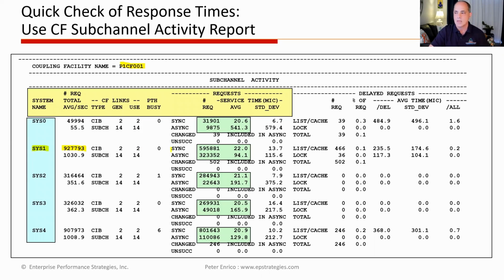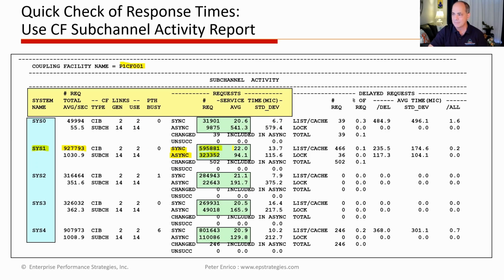In the context of this presentation, what we do get is, of those requests being made, how many are synchronous and how many are asynchronous. In this case, we made 595,000 as synchronous, and 323,000 as asynchronous. If you add these two numbers together, it should be pretty close to this number here. Understand that it may not always be equal, because there is what we call batching of requests. Sometimes SES will batch the requests together, and then there will be fewer requests made to the coupling facility. But it should be pretty close. And then SES also makes its own request.